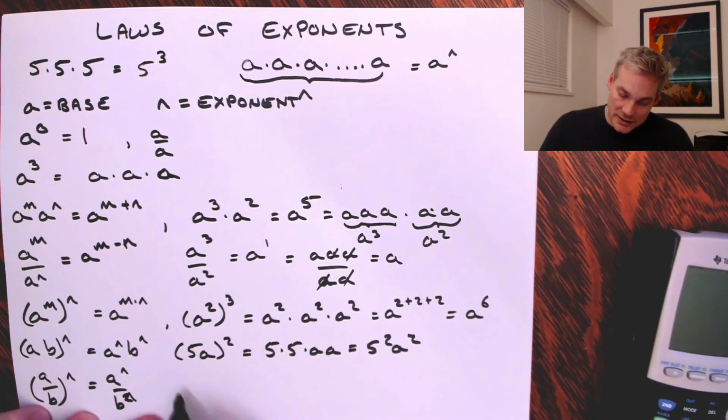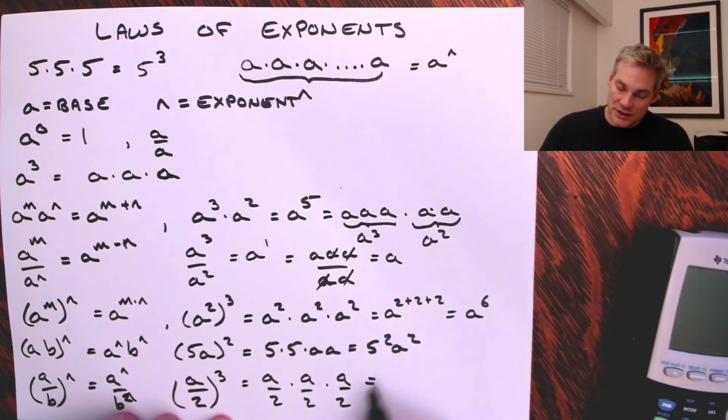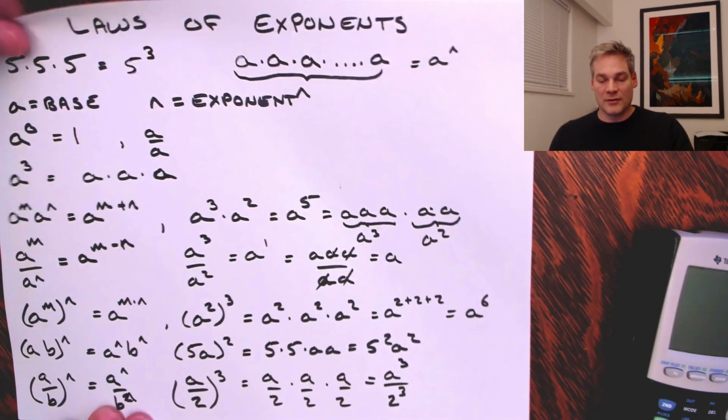And that would be like if I had a over 2 to the power of 3. That'd be like a over 2 times a over 2 times a over 2, which is 1, 2, 3 a's and 3 2's. So we've just kind of covered all of our exponent laws. And this is going to be useful when covering radicals.